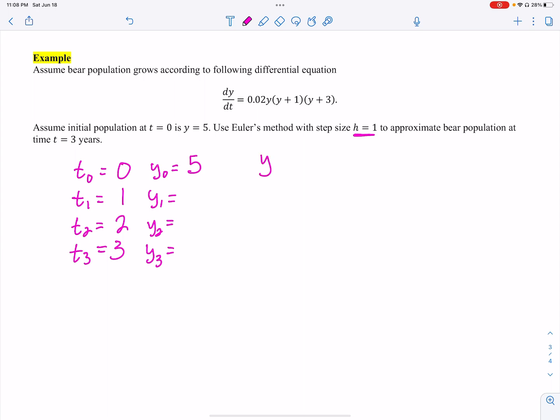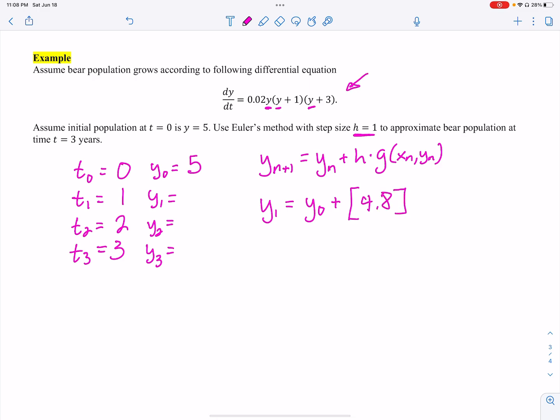I'm going to write the formula down. Y sub n plus 1 equals y sub n plus h times g of x sub n, y sub n. G being the derivative. All right, so we want y sub 1. That's going to be y sub 0. H is going to be 1, so I'm going to quit writing h this whole time. But the derivative would be plugging in 5 into every y right here. So when you plug all that in, you get a 4.8. Just in case you didn't catch on, this is g of x, y. So if you plug in x naught and y naught, then we would have 4.8.